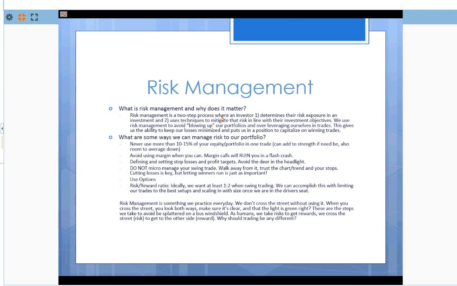Generally, we want to avoid using margin when we can. Margin calls will ruin us in a flash crash. I don't know if you guys have ever been around for a flash crash or had a margin call, but if you have a small account, it's almost impossible to avoid trading on margin. That's understandable. But when you get to a point where you have a larger account, maybe six figures, you really shouldn't be trading on margin at that point because you're putting way too much skin in the game.